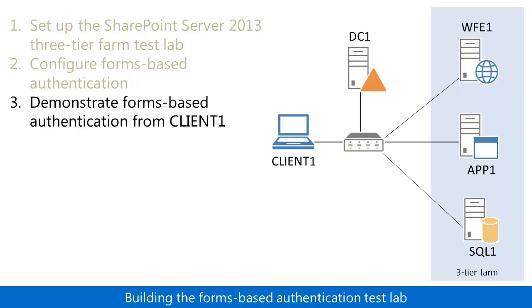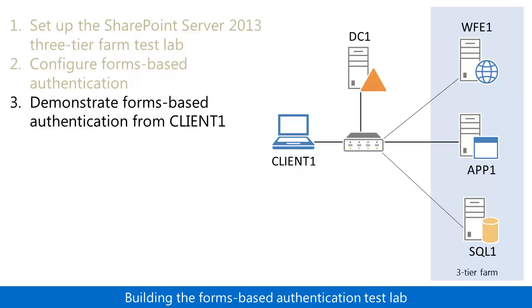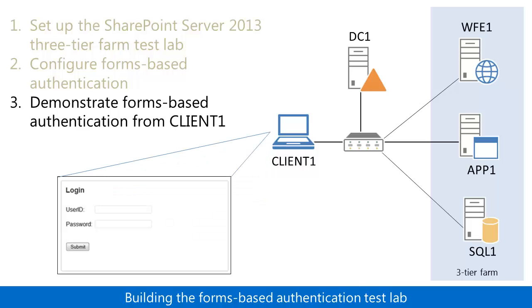In step 3, you use Client 1 to access the default Contoso team site, and now see a sign-in page from which to select either Windows or forms-based authentication. When you specify forms-based authentication, you now see a login page for entering domain credentials.